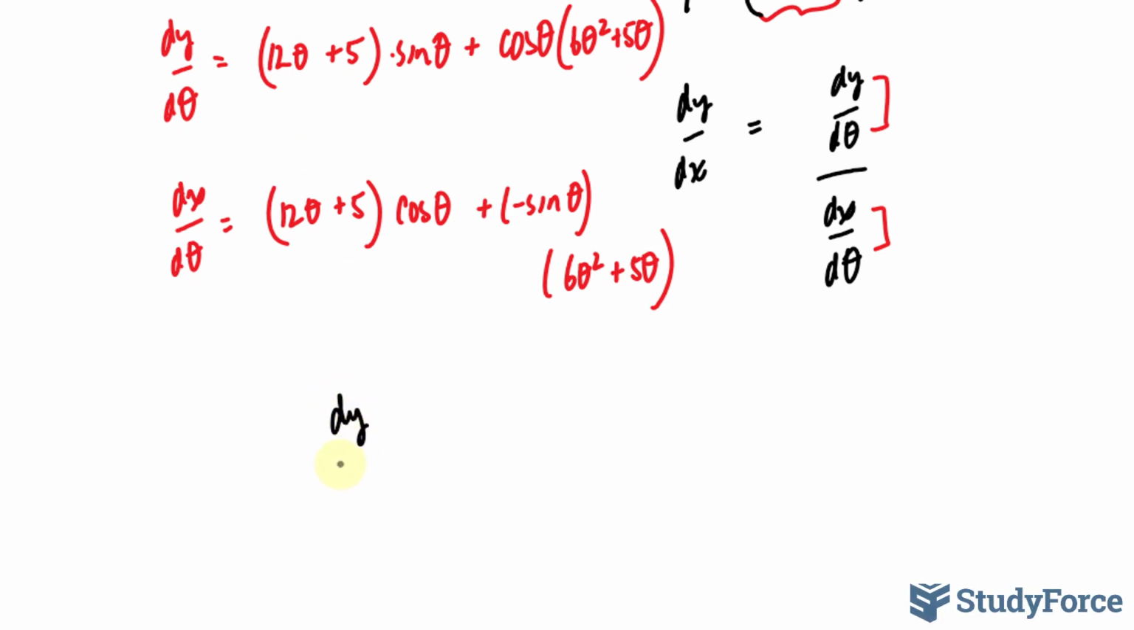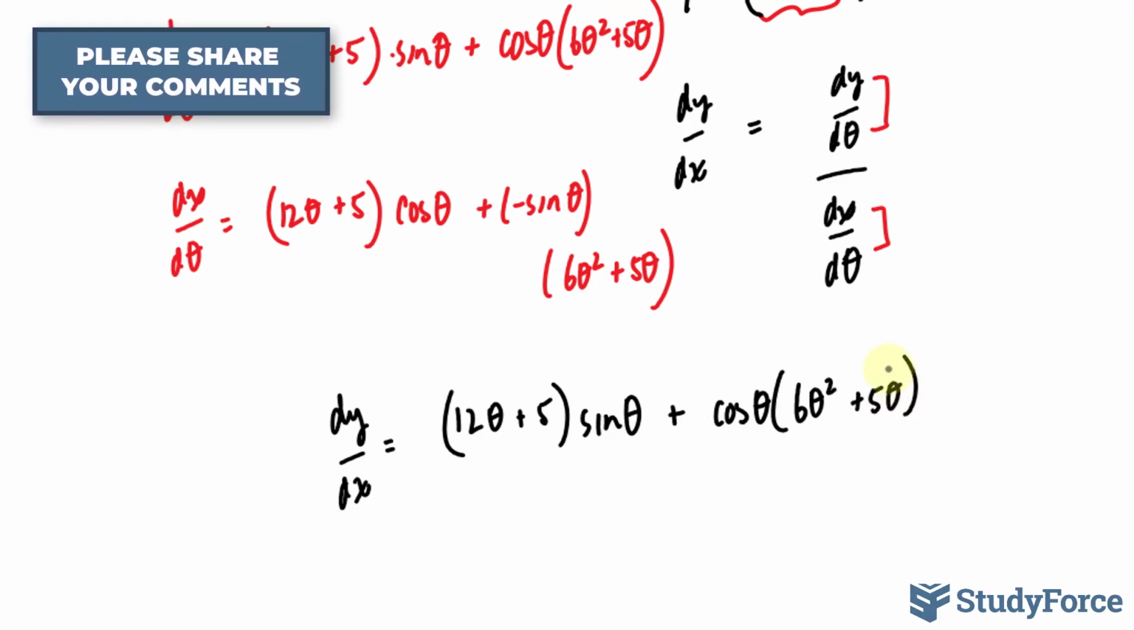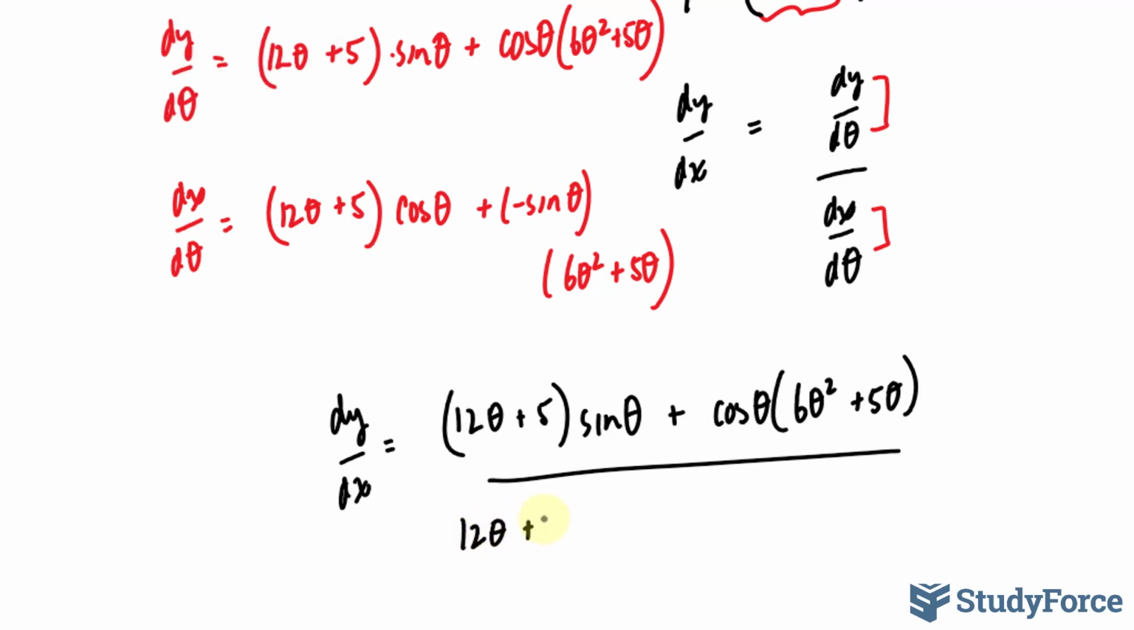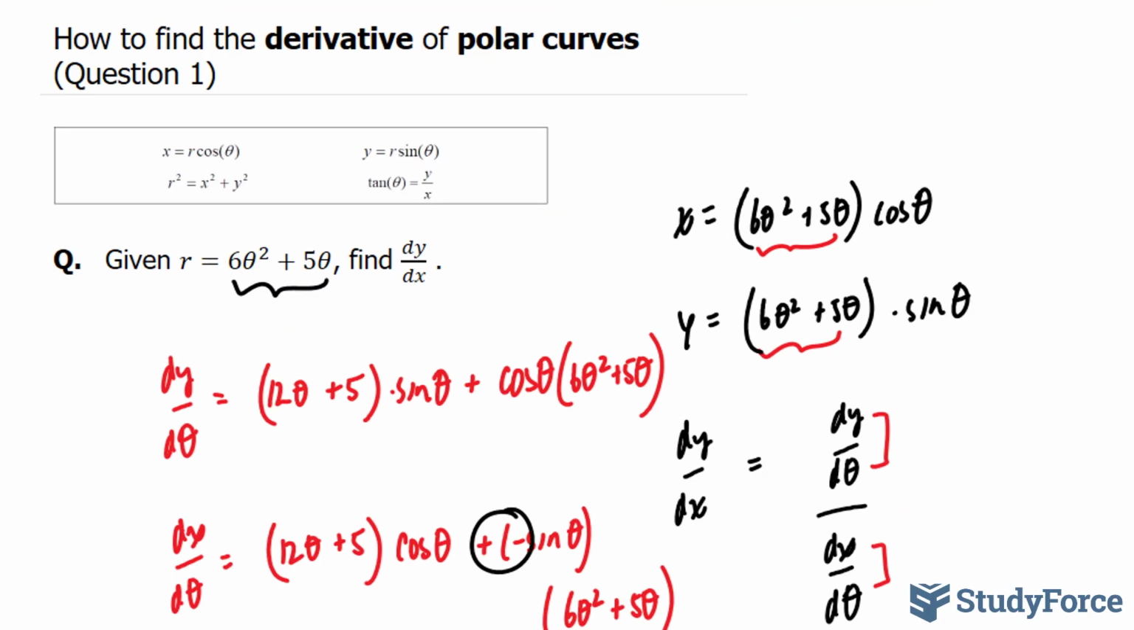So we have dy over dx is equal to 12 theta plus 5, and feel free to expand if you feel comfortable doing that, plus cosine theta bracket 6 theta squared plus 5 theta, all over this expression. 12 theta plus 5 cosine theta minus, I'm combining the plus and minus together, sine theta times 6 theta squared plus 5 theta. And there you have it. That is how to find the derivative of polar curves.